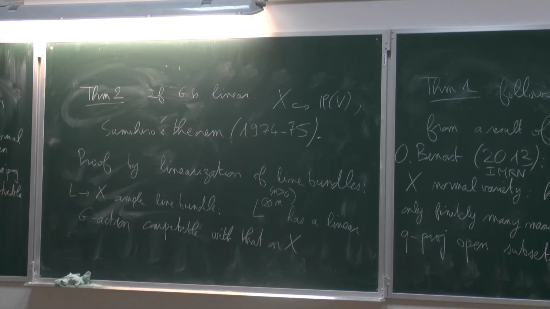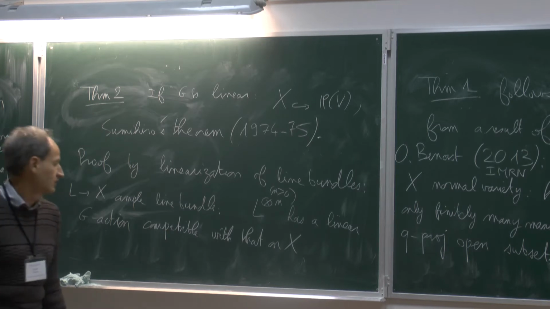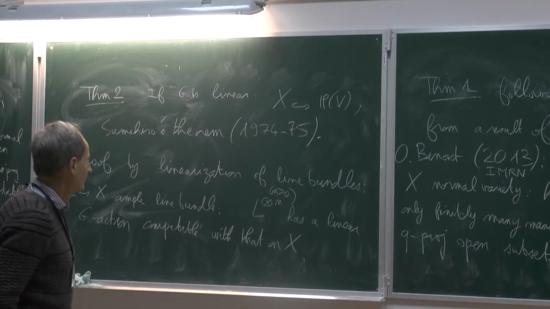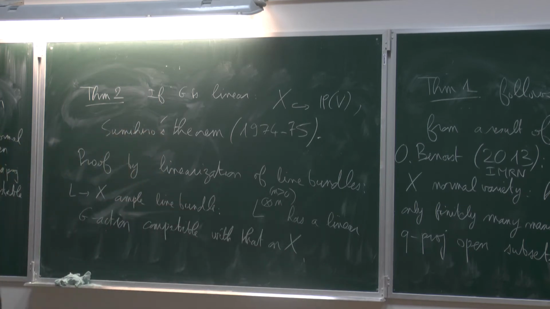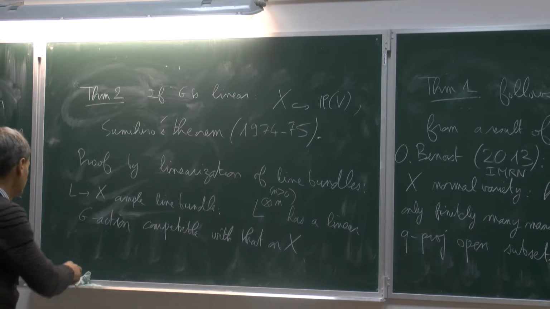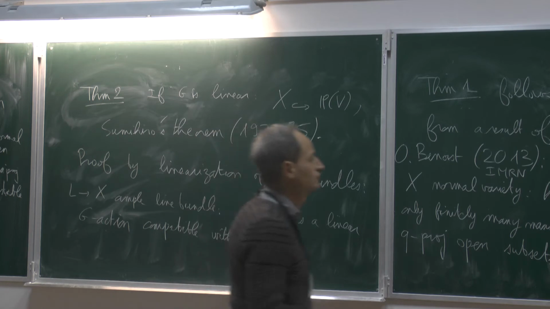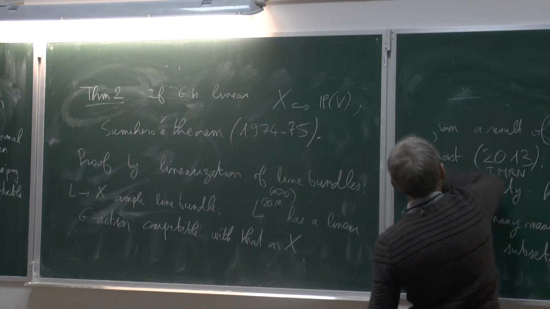Well, here, there is no chance that this proof works, because if you take a linearized line bundle over an abelian variety, it's automatically trivial by just inspection. So you have to do something else, and the idea is to use polarization.